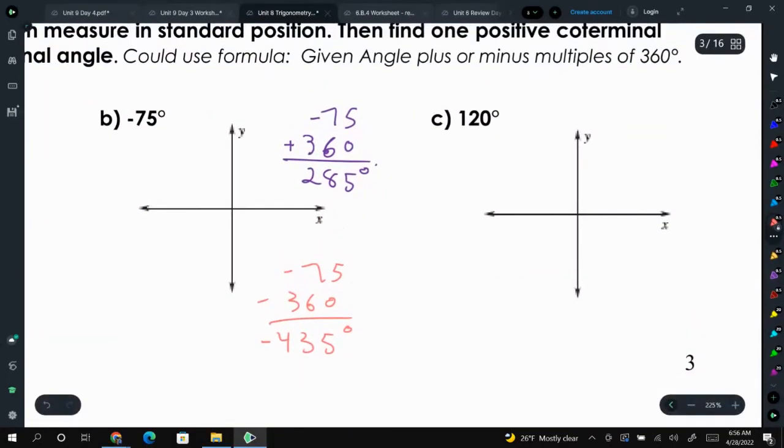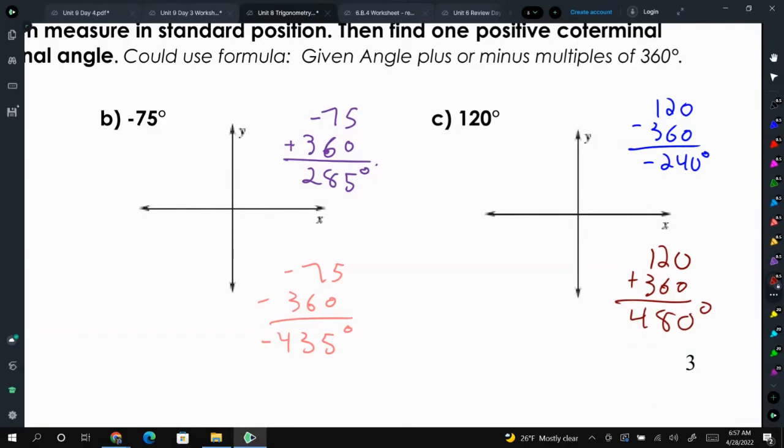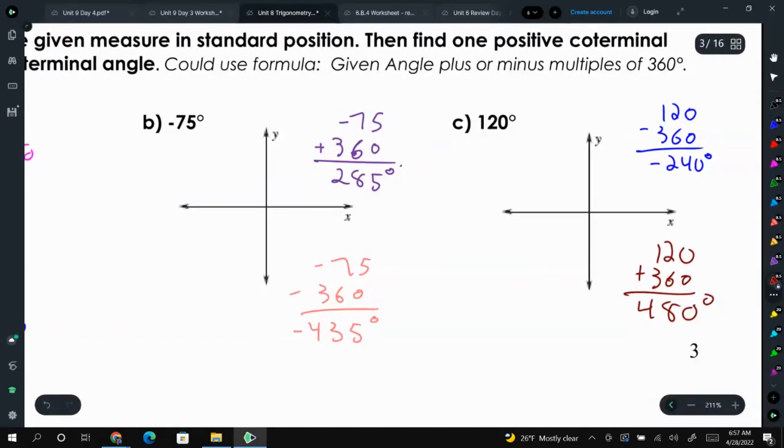And then 120 minus 360 is negative 240 degrees. That's my negative coterminal angle. And then 120 plus 360 would be our positive coterminal angle. So coterminal angles, we're adding or subtracting 360 until we get something that we are looking for.